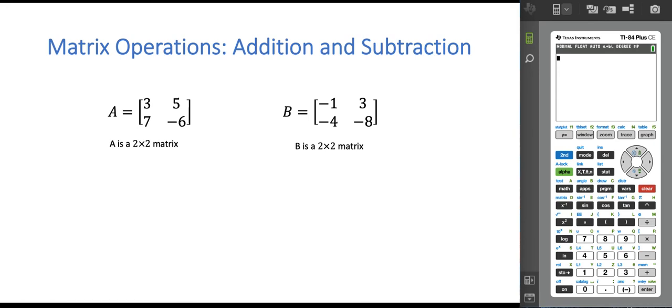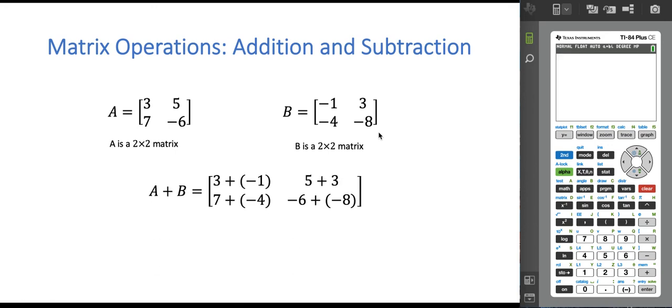Now for adding two matrices, if they are the same size, you're simply going to take each element that's in the same position. So imagine that you're picking up this whole entire matrix A, putting it on top of matrix B. What numbers are going to be on top of each other? Well, 3 will be on top of -1. So add those two together. 5 plus 3, 7 plus -4, and -6 plus -8.